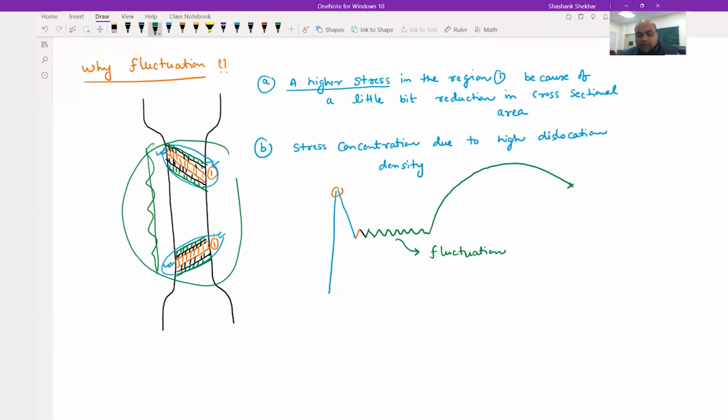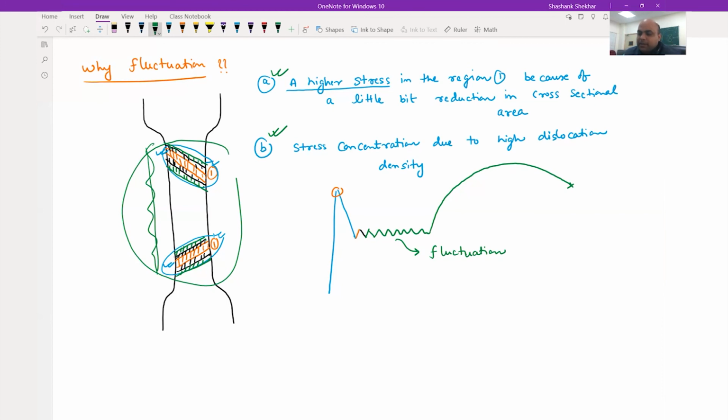Okay, so remember that the second Lüders band will always form near to the first Lüders band because of the stress concentration in the region of first Lüders band because of these 2 points. Okay, and this is how Lüders bands propagate in a medium carbon steel, and finally you see the fluctuations in the stress. You will not see in pure aluminum because there is nothing there, right? It's a pure aluminum case.